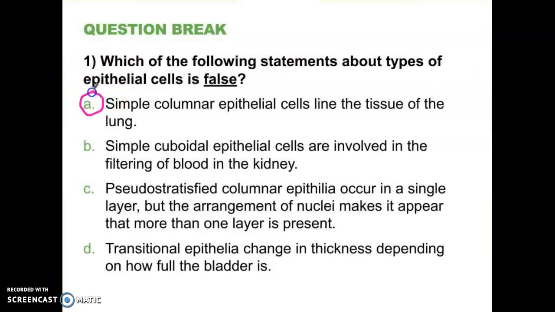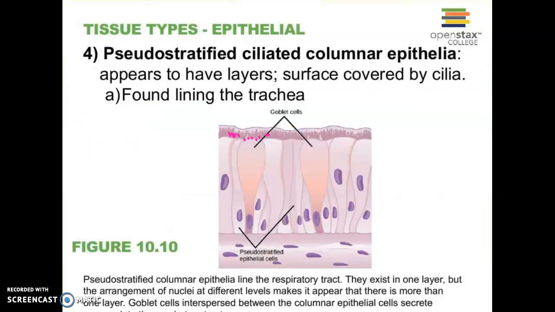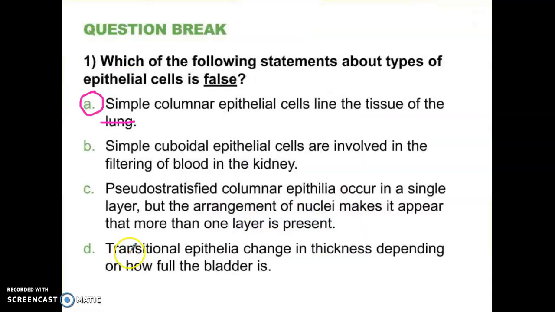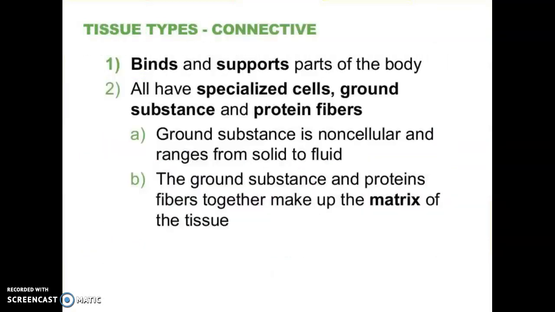A. Simple columnar epithelial cells line the tissue of the lungs. That is not true. If we go back and look at that one, it is the digestive tract. Simple columnar epithelial actually line the digestive tract. Right there. Nice circle, huh? So it would be digestive tract.